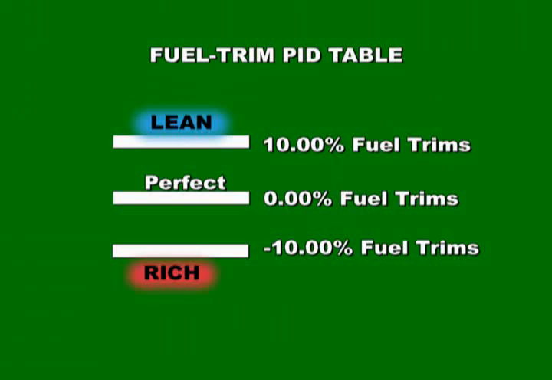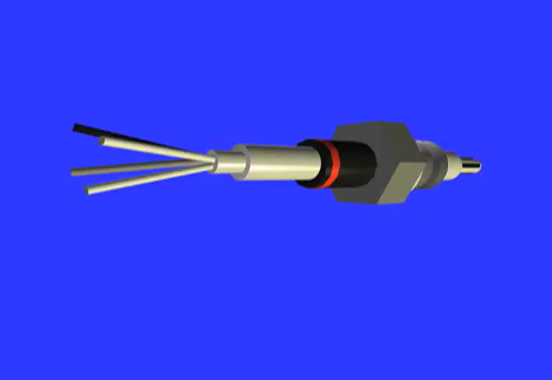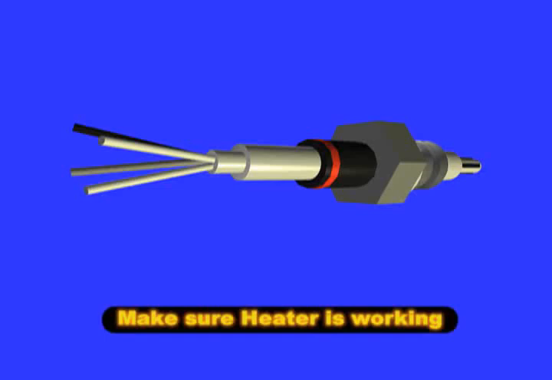Finally, all O2 sensors have to operate at 600 degrees Fahrenheit. Make sure that the O2 sensor heater is working properly. Do a current reading. The heater should draw at least 1 amp of current when fully operational.